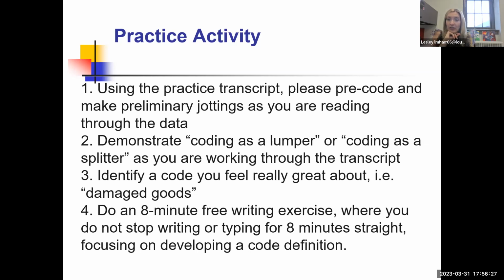After you identify a code that you feel really great about, like Johnny Saldana's example, damaged goods, I want you to do an 8-minute free writing exercise. So here's how I do this. I set my timer on my phone for 8 minutes. And I have my code in front of me. Let's say that's damaged goods. And I just start typing. I try to define the code. So what is happening here? What is happening in the data? What does it mean? And I want you to not stop writing or typing for 8 minutes straight and focus on developing a definition for your code.